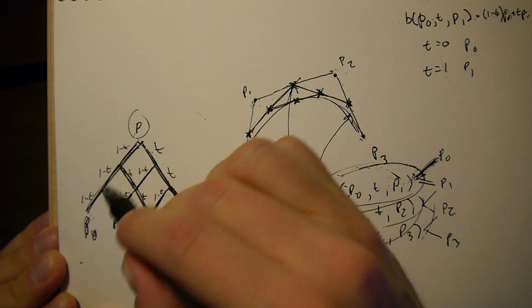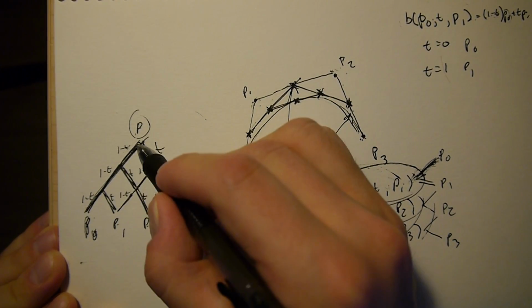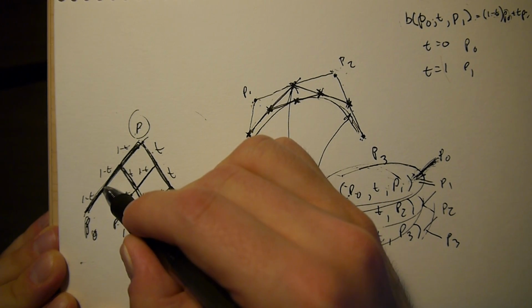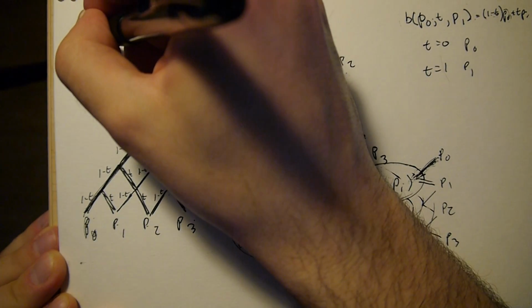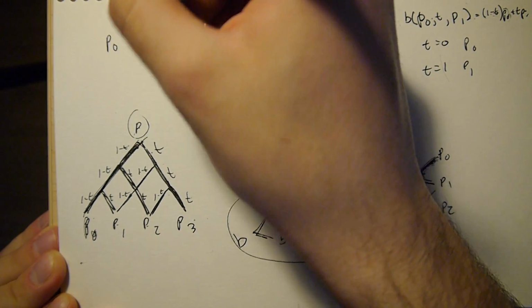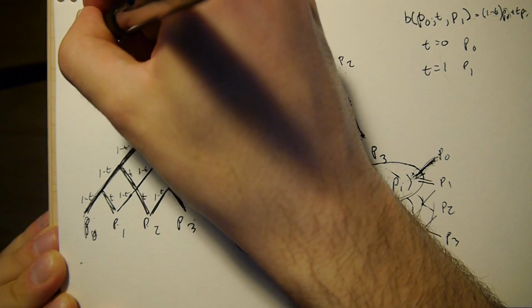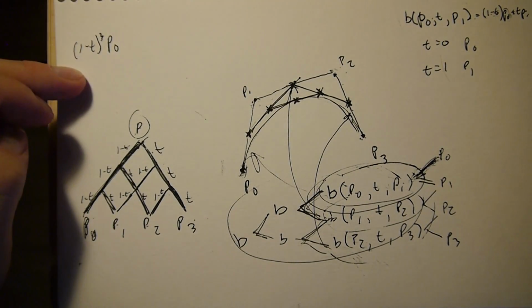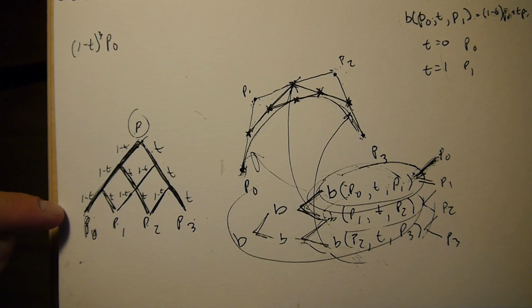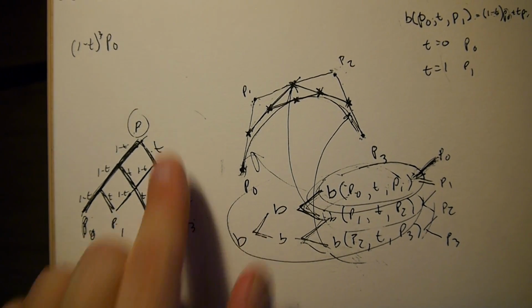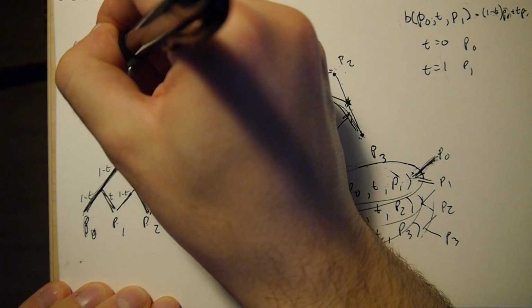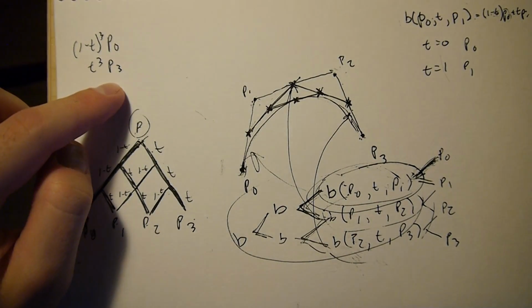P0, there's only one way to get to P. P0 flows up the tree only one way. You start with P0, we multiply it by 1 minus t, we multiply it by 1 minus t again, we multiply it by 1 minus t. So P0's contribution is just 1 minus t cubed, P0. P3, same thing. We multiply by t, we multiply by t, we multiply by t. T cubed, P3.